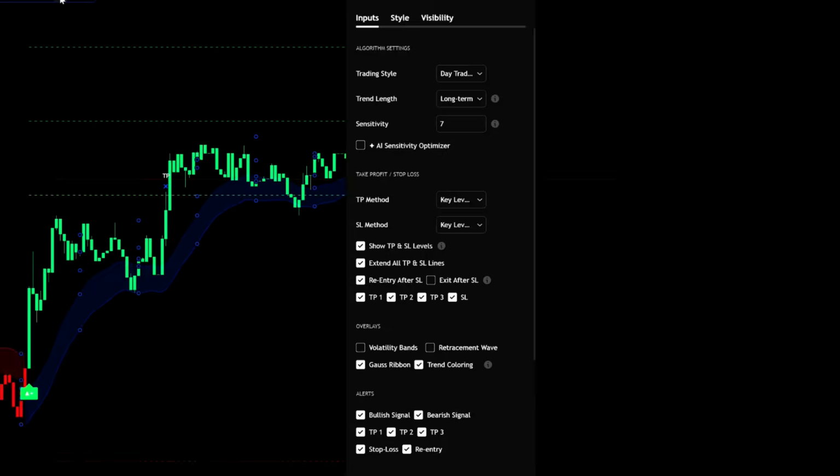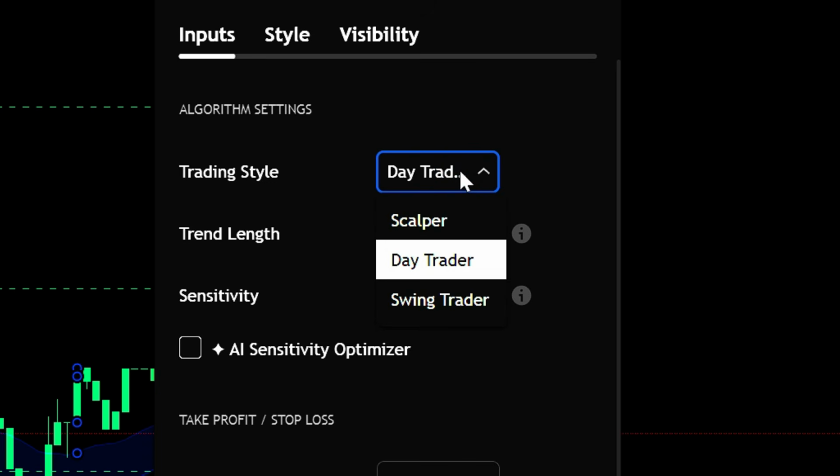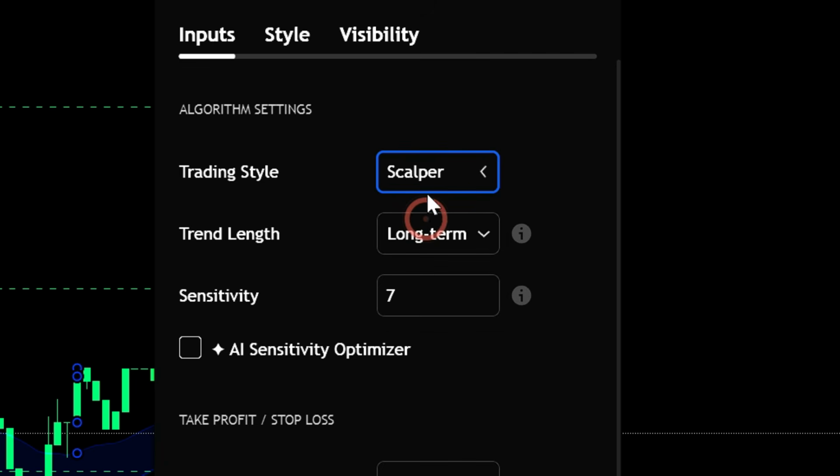So let's dive in. Once you open the indicator settings, you'll see there's an option for trading style. By default, it's set to day trading. For scalping, I just switched that over to scalper. That one change alone makes a big difference because the algorithm becomes more sensitive to smaller price moves, which is what we want when we're working off the 1-minute or 5-minute chart.